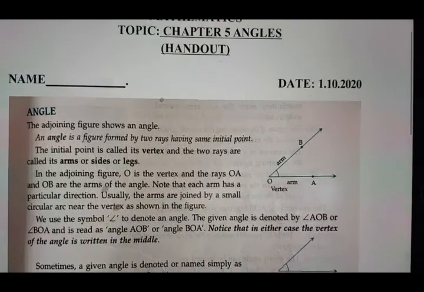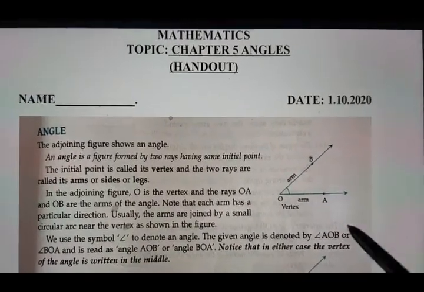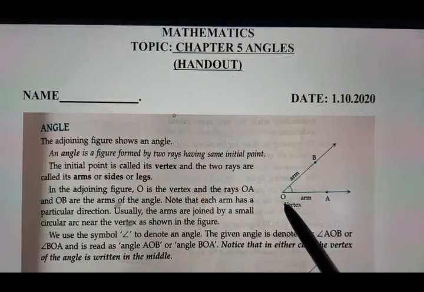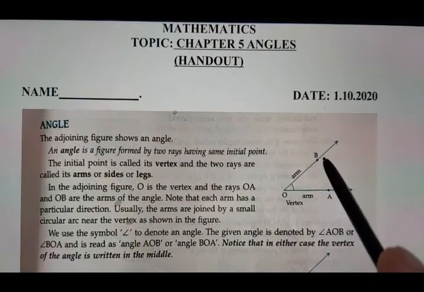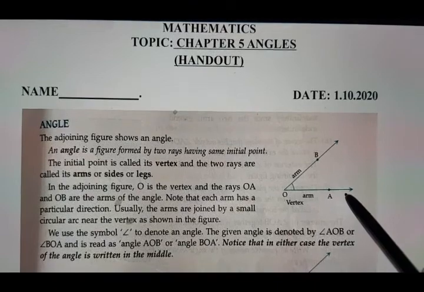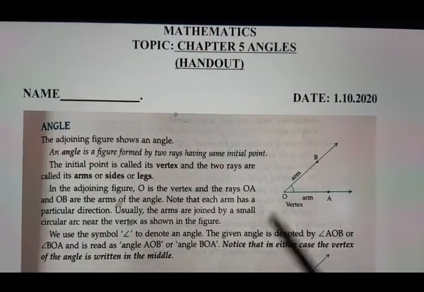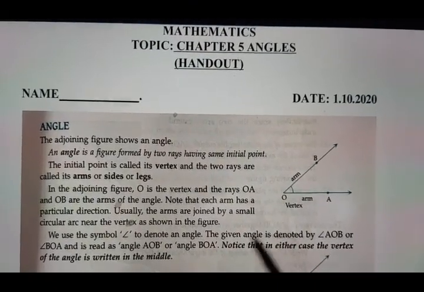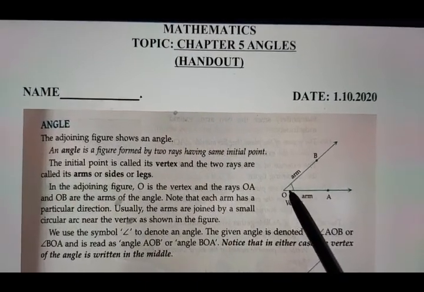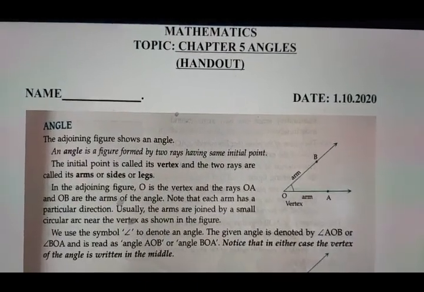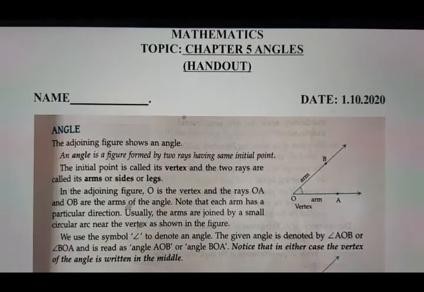Now, how to denote an angle? You have to always remember that the vertex of the angle which you are denoting should be in the middle. Here the given angle is denoted as angle BOA or angle AOB. You can see here AOB or BOA. In both cases, O is coming in the middle. It is written in the middle and it is denoting the angle.